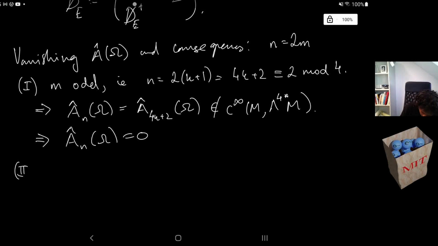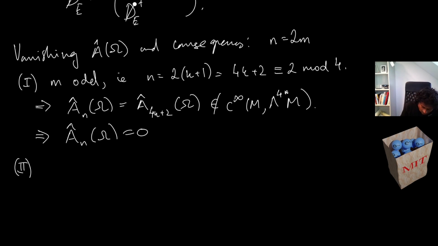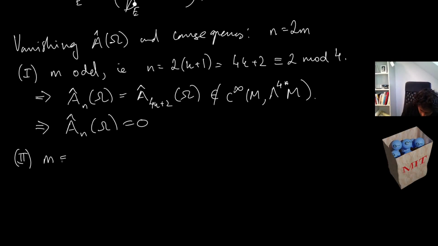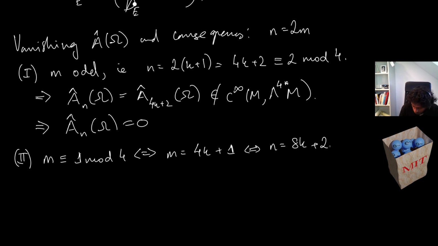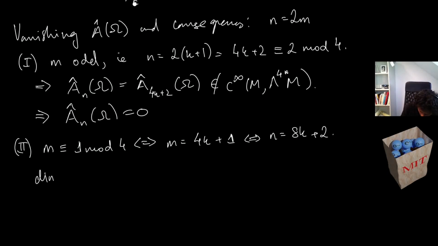Let's think about now, so there are two more cases left. Let's think about the case that m is congruent to 1 mod 4. So this happens if and only if m is equal to 4k plus 1, which is if and only if n is equal to 8k plus 2. So the dimension of the boundary now is n minus 1, which is going to be 8k plus 1.